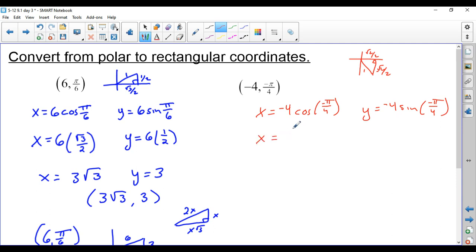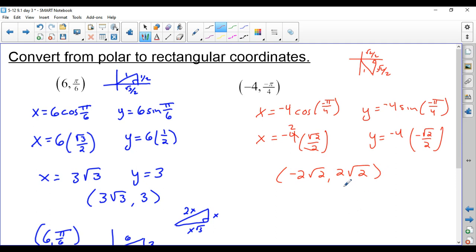So x equals -4 times cosine, adjacent over hypotenuse, root 2 over 2. Y equals -4 times sine of negative pi over 4, which is opposite over hypotenuse, negative root 2 over 2. When I multiply this, the 4 and the 2 cancel out, and I get negative. Here I get negative 2 root 2. Over here, negative times negative gives me positive 2 root 2, and that's the name of that point.